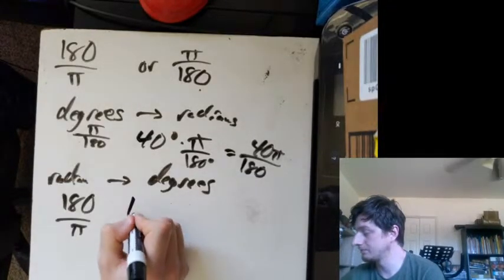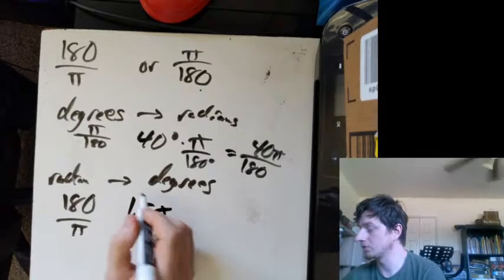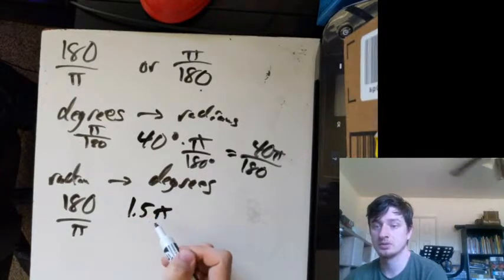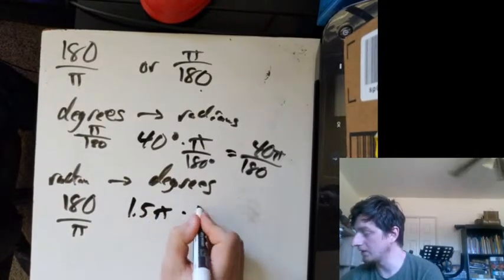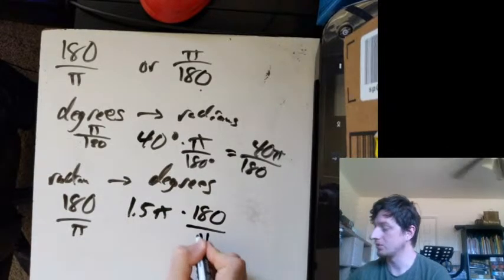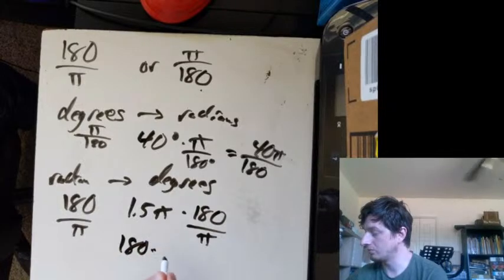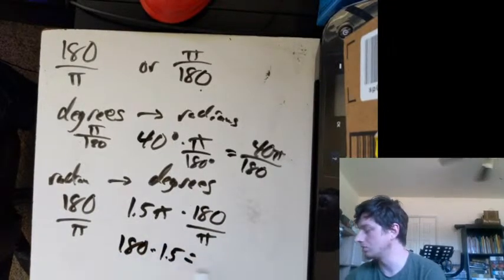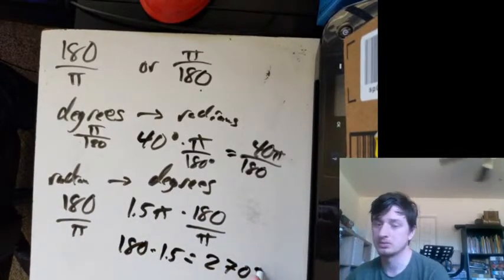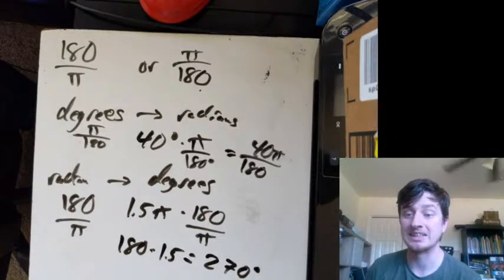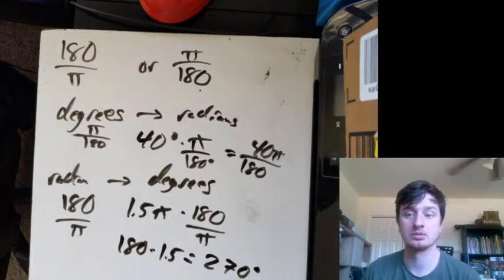Okay? Or if we want to turn our radians into degrees, if I have, I don't know, 1.5 pi, we want to turn that into degrees, that's in radians. We would multiply this by 180 and divide it by pi. So the pi's cancel out, and we're left with 180 times 1.5, which is 270 degrees. We started with radians, and we end up with degrees.